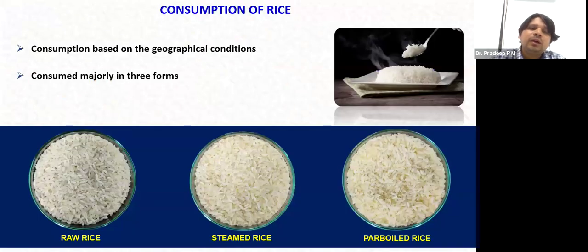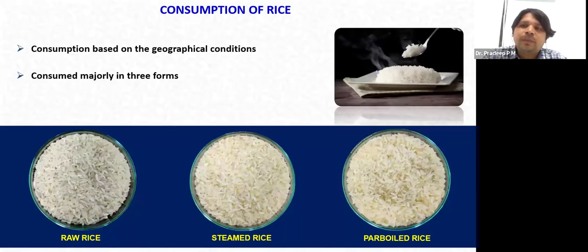So majorly we have three types of rice which is available in the market. So one is the raw rice, second one is the steamed rice, and third one is the parboiled rice. So the consumption of these three types of rice varies from region to region, and based on the geographical area as well. So if you see the consumption of raw rice, so raw rice is processed. So once the harvesting is done, the paddy is stored at least for 6 months to 1 year, and then it is subjected for milling. So that will be called as the raw rice.